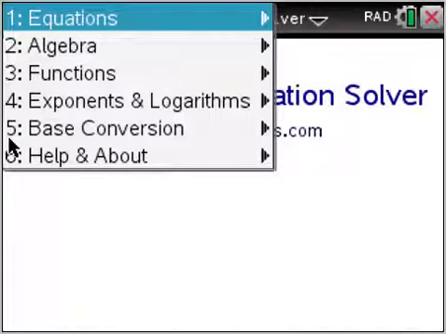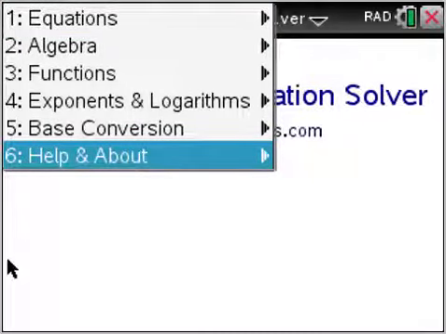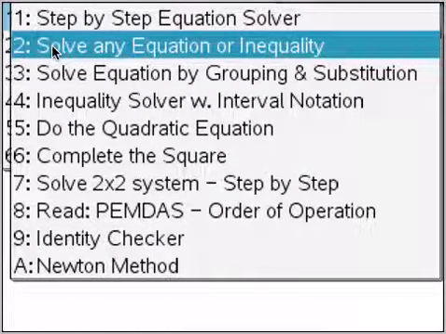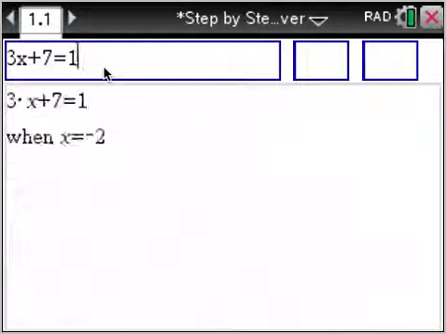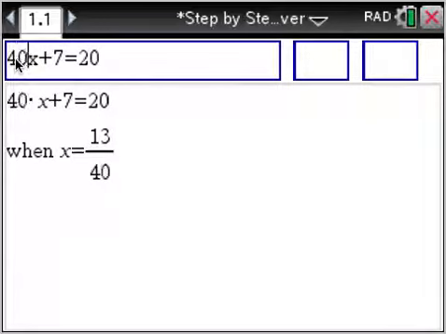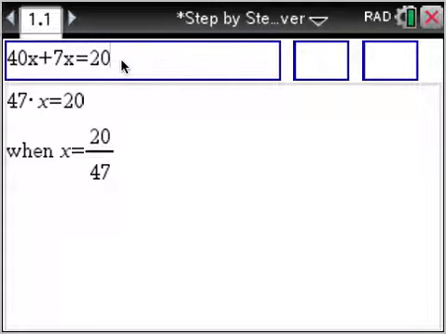Menu. Like our other apps, this app is organized into several chapters, which then are organized into sections. If we start at equations, let's do a simple one. Solve any equation or inequality. If we make this one 20 instead, boom, answer is right there. Let's make this a bit more challenging. If we make this 40, 7, x equals 200. Done. Answer is right there. Pretty simple.